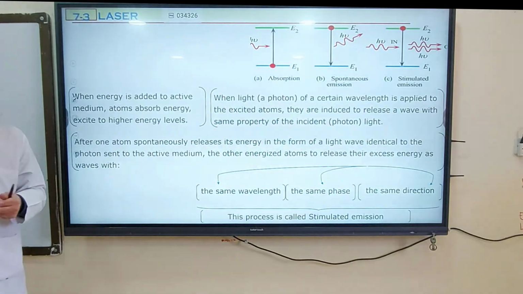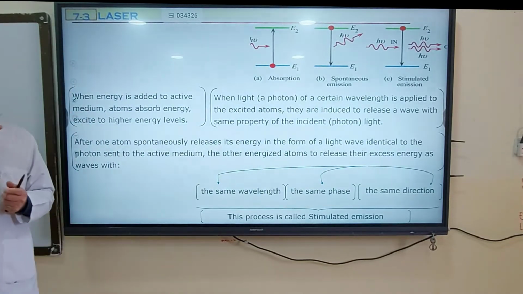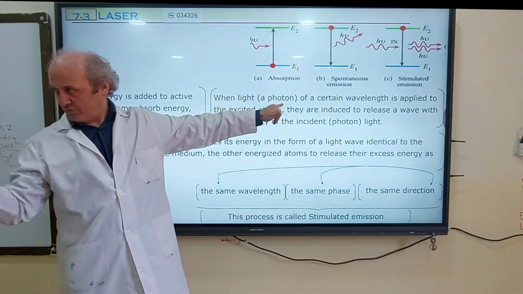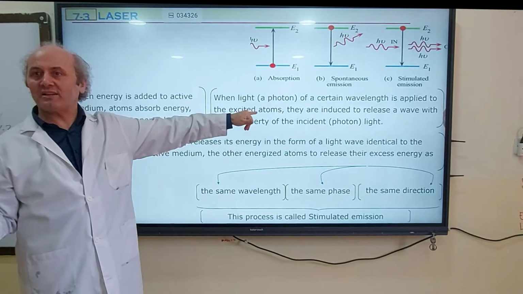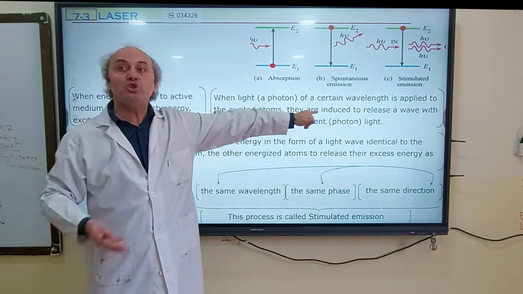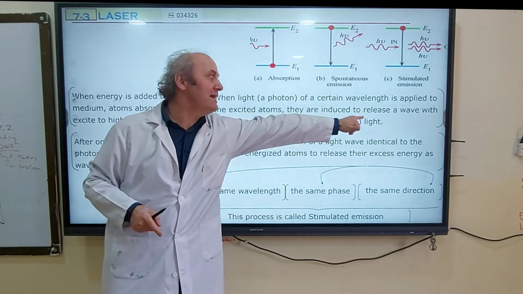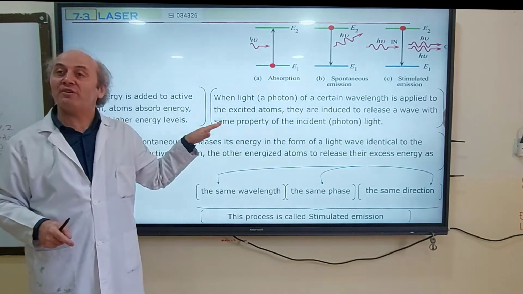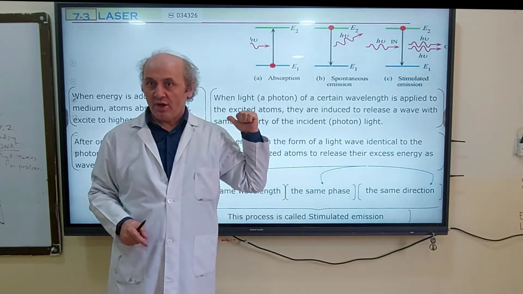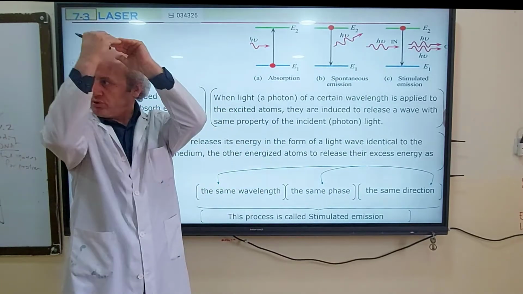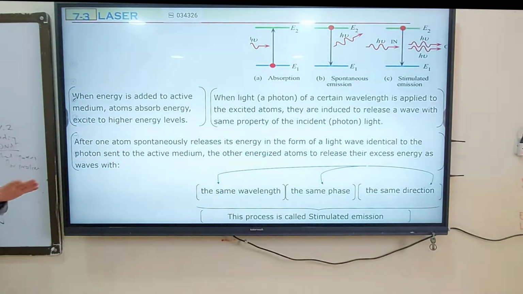This is called stimulated emission. You don't let the atom behave itself. You are determining that. When light, a photon, of a certain wavelength, which means a certain color, is applied to the excited atoms in the active medium, they are induced, triggered, stimulated to release a photon with the same properties as the incident photon you sent, the one we added. Then, one by one, atoms start to emit those photons. But these photons are, as I said, equal, identical.